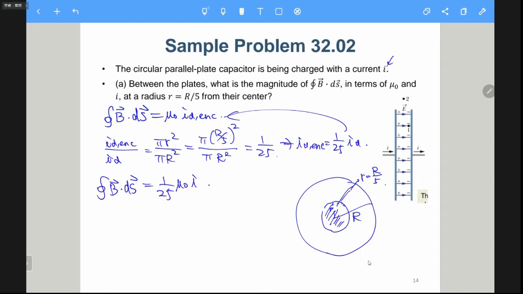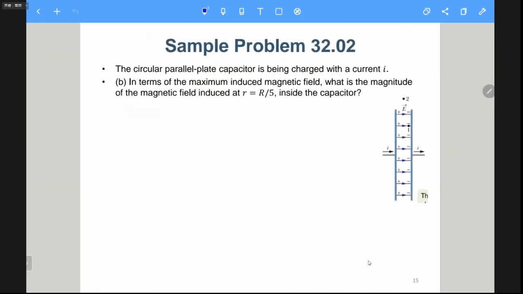So this is the answer for this part. For part B, in terms of the maximum induced magnetic field, what is the magnitude of the magnetic field induced at this distance inside the capacitor? Here we have B(r) equals mu naught I_D over 2 pi R squared times r, for r smaller than capital R. This is proportional to r.